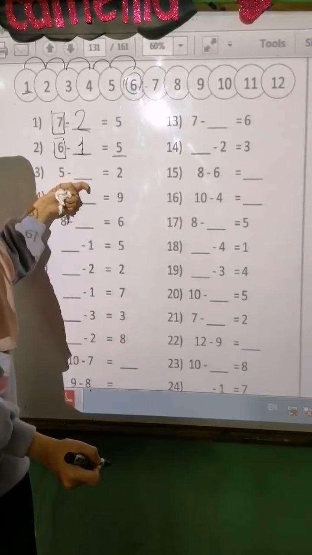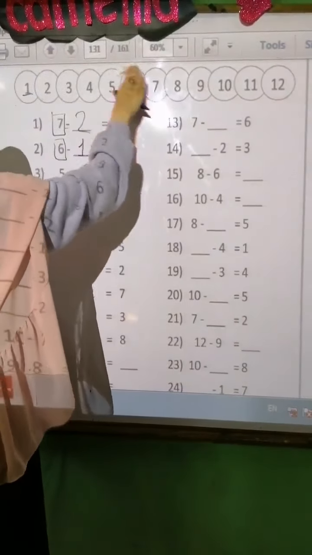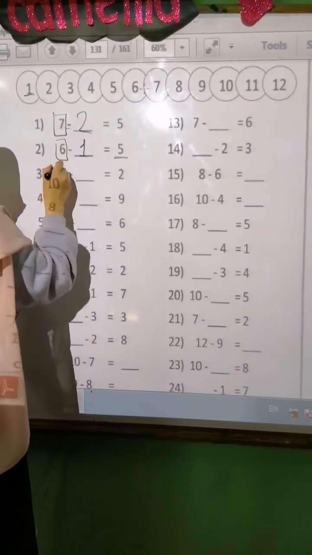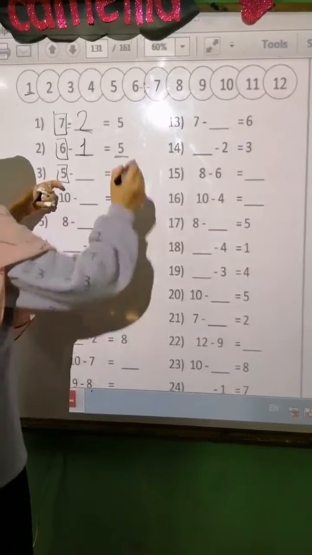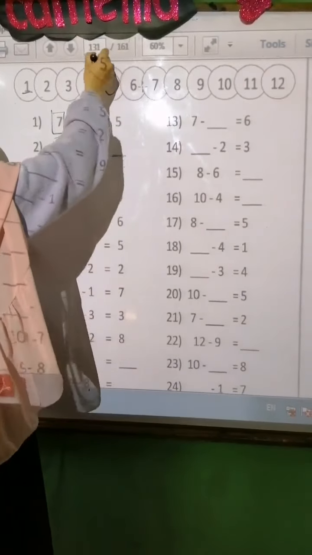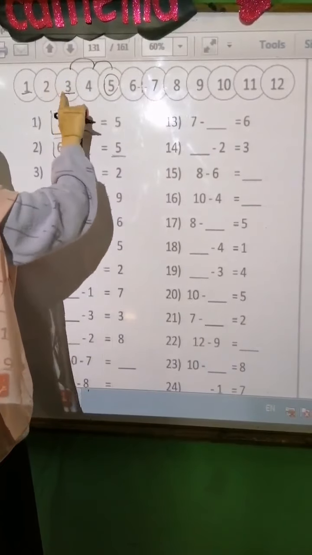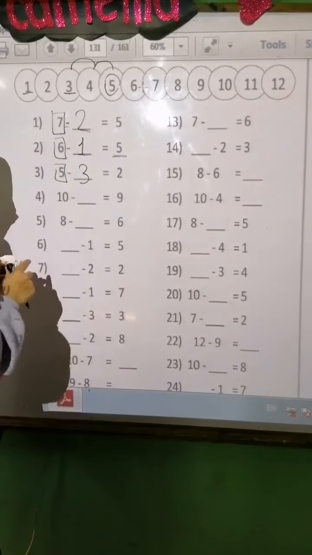Problem number 3. 5 minus missing number equals 2. Is the greatest number here or missing? It's here. Start from the bigger number, 5. Go backward. How many steps? 2. 1, 2. So the answer is 3. 5 minus 3 equals 2.